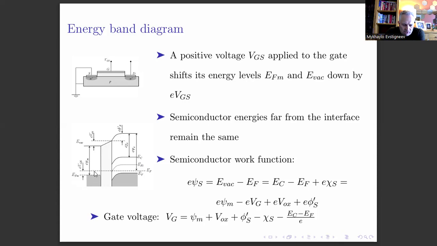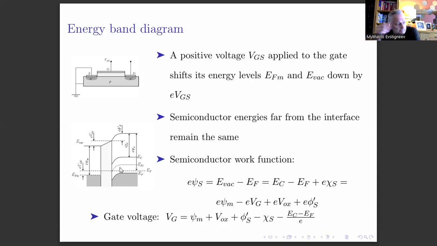Then we will obtain the difference between the vacuum energy on the semiconductor side and the Fermi energy on the metal side. So this energy difference is this metal work function plus this oxide voltage plus the surface potential of the semiconductor. But we are interested in the semiconductor work function, the energy difference between the vacuum energy on the semiconductor side and the Fermi energy in the semiconductor, not in the metal.